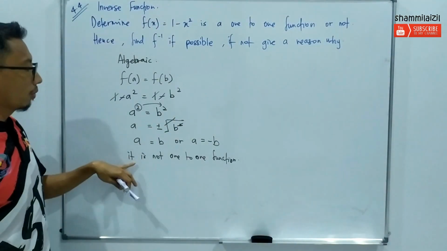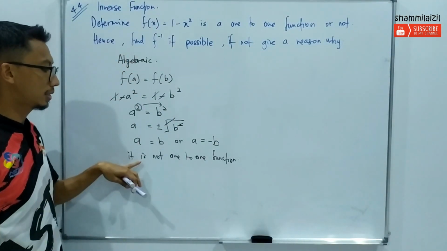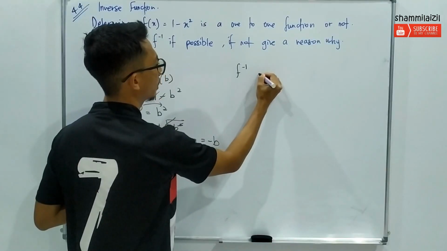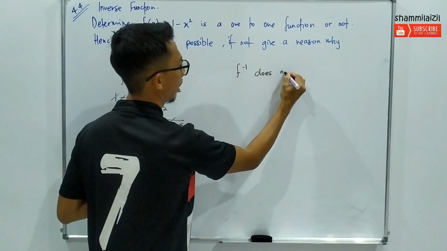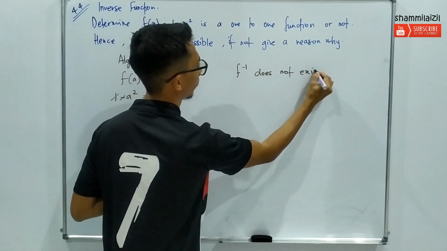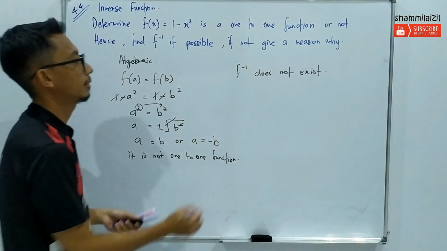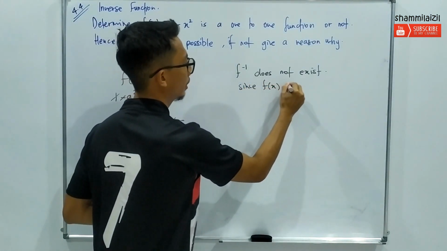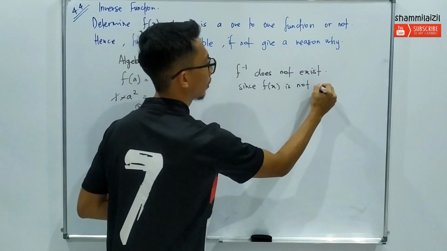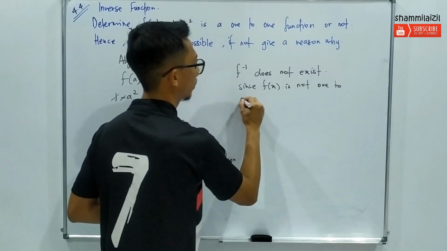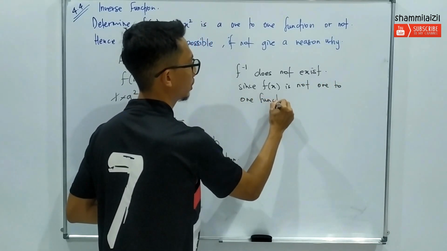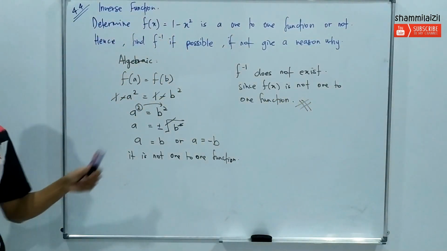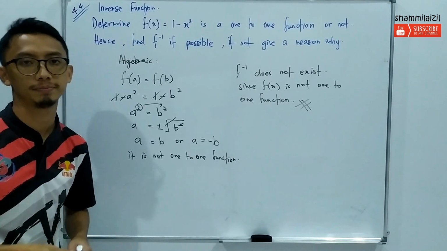Since our conclusion from the first part is that it is not a one-to-one function, therefore f inverse does not exist. Why? Since f(x) is not a one-to-one function. So this is the reason why. So that's it, done already with the second part.